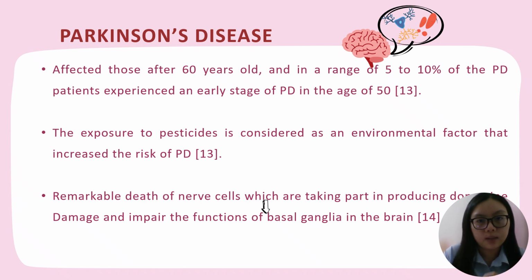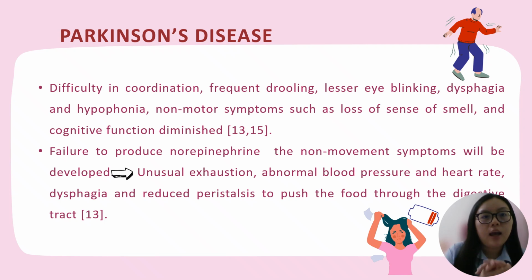of Parkinson's disease. Most of the Parkinson's disease cases show remarkable death of nerve cells that are taking part in producing dopamine, thereby leading to the damage and impaired functions of basal ganglia in the brain. As a result of dopamine deficiency, the patients will develop tremors, difficulty in coordination, frequent drooling, lesser eye blinking, dysphagia, hypophonia, loss of sense of smell, and diminished cognitive functions.